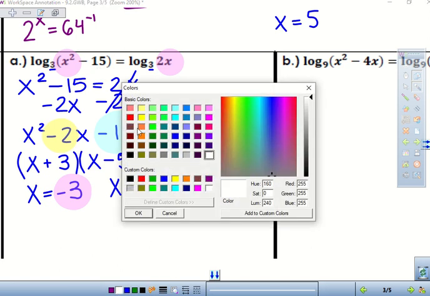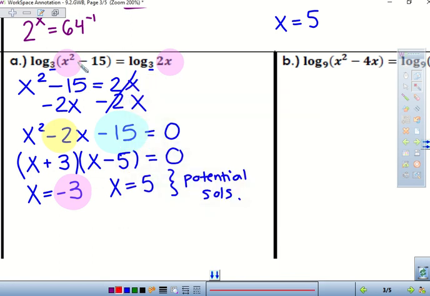So for that reason, because when we plug in negative 3, it gives me something negative inside the log, the solution actually gets rejected, okay? Because it produced a negative inside of the log, you cannot have negatives or zeros. It always has to be greater than 0. So let's try the 5. What is 5 squared? Minus 15?